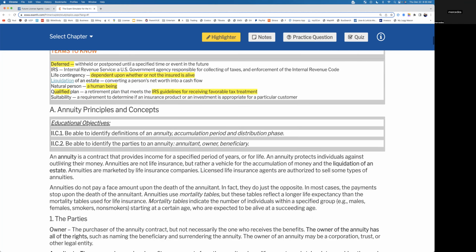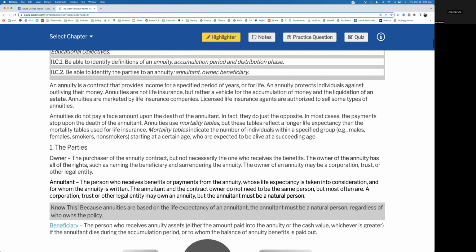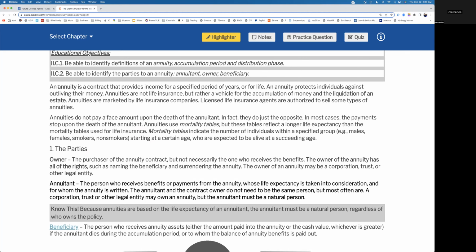Let's keep going. Things that are going to be big on the annuities: annuities was to liquidate an estate. What does that mean? That means to cash out money you saved. That's really what annuities was created for.